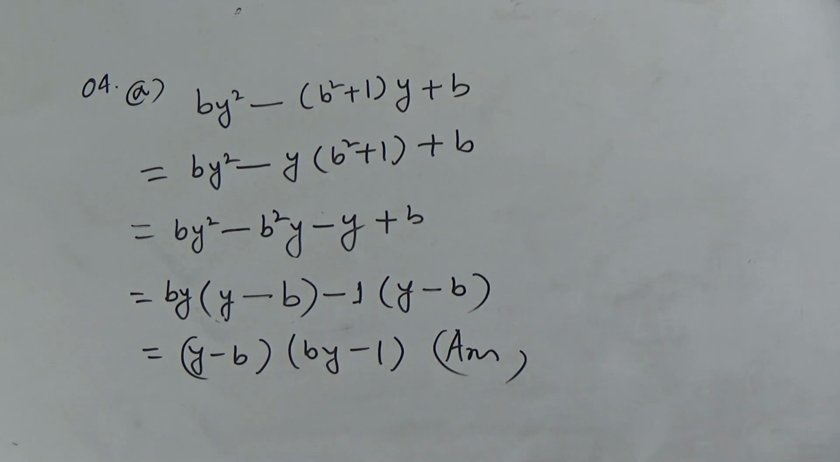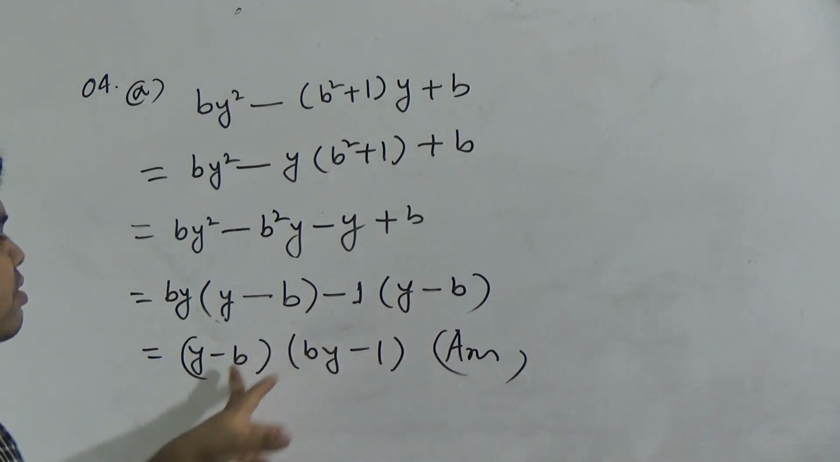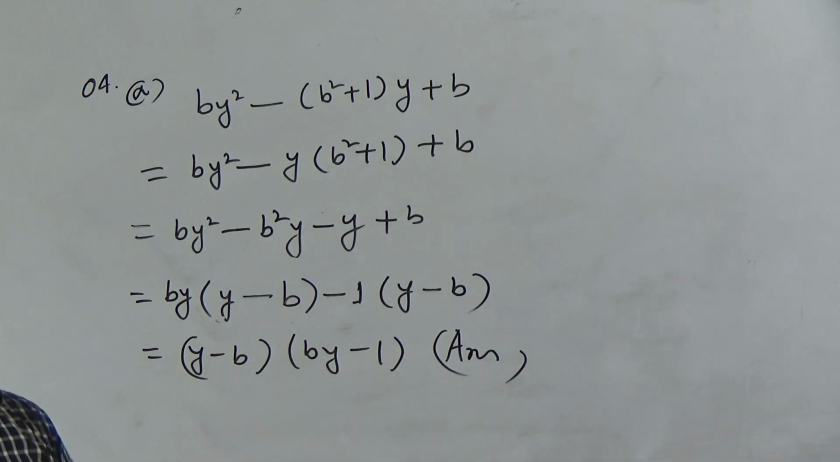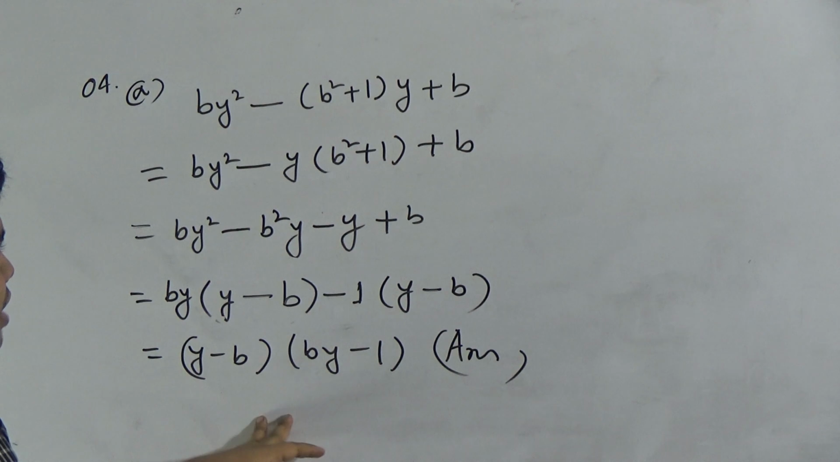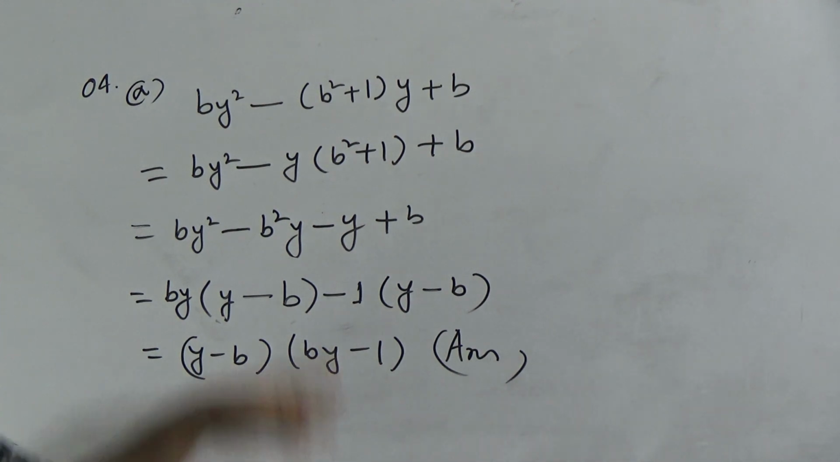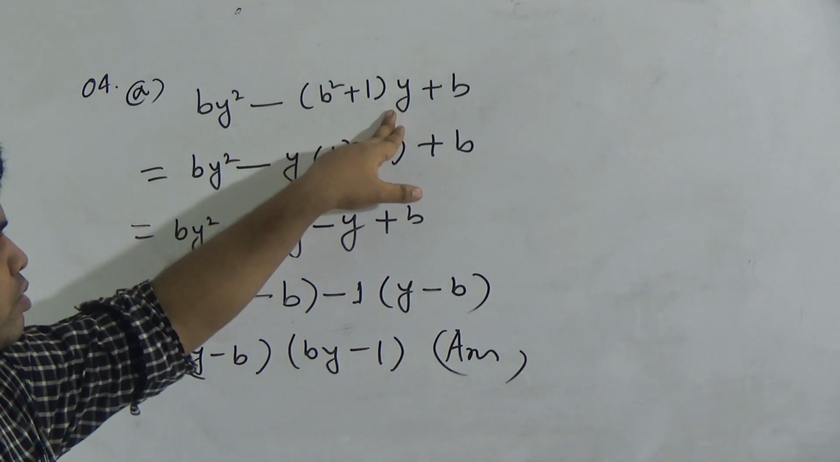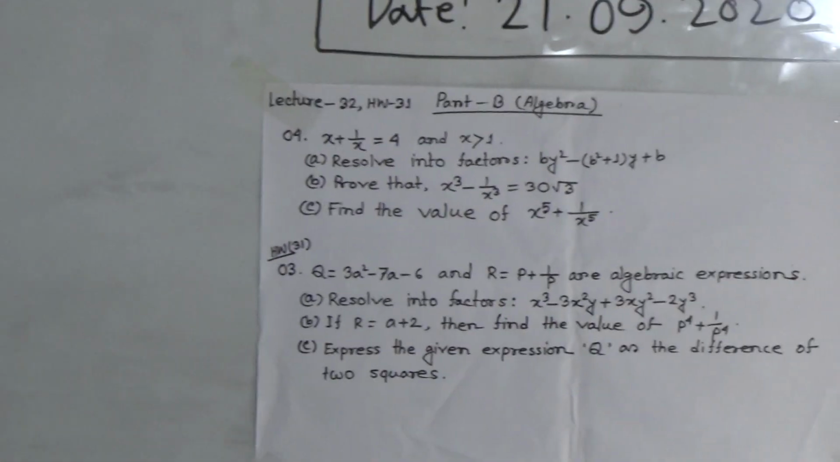My dear students, please notice from this whole expression y minus b is common and left by, and this minus here and 1 is here. That means y minus b and by minus 1 are the factors of this expression by square minus b square plus 1 into y plus b. So question number A is done. Next we shall solve question number B.